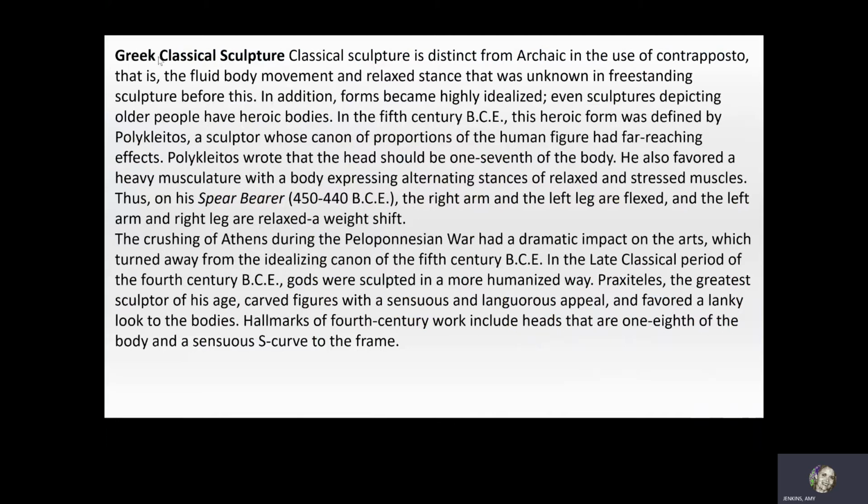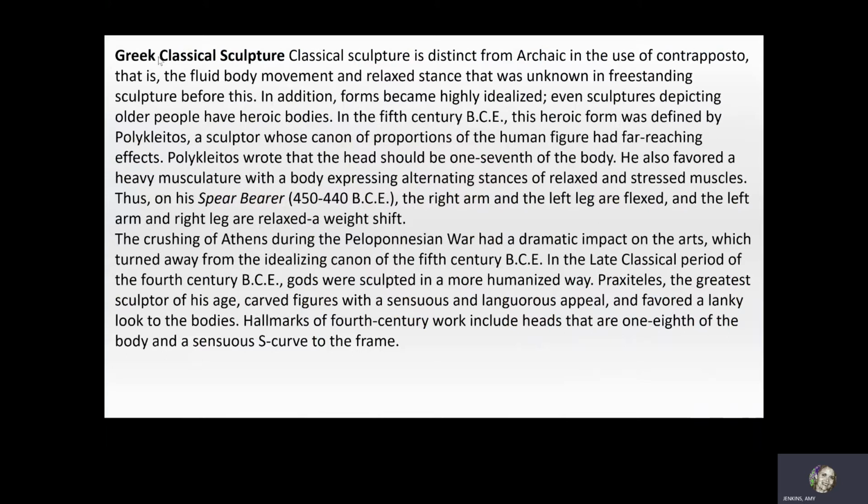In the 5th century BCE, this heroic form was defined by Polycletus, a sculptor whose canon of proportions of the human figure had far effects. Polycletus wrote that the head should be 1/7 of the body. He also favored a heavy musculature with a body expressing alternating stances of relaxed and stressed muscles. Thus, on his spear bearer, 450 to 440 BCE, the right arm and the left leg are flexed, and the left arm and the right leg are relaxed, a weight shift.